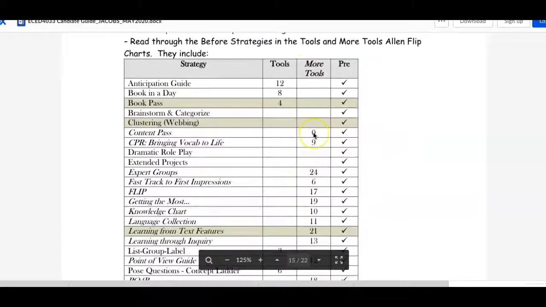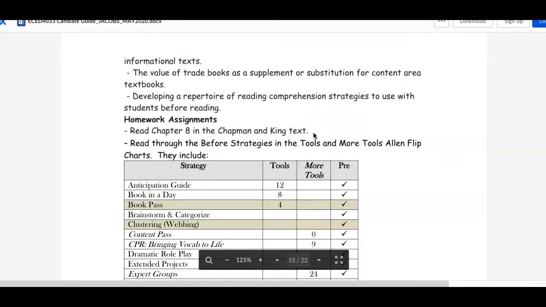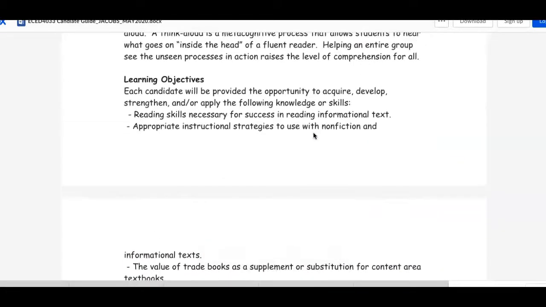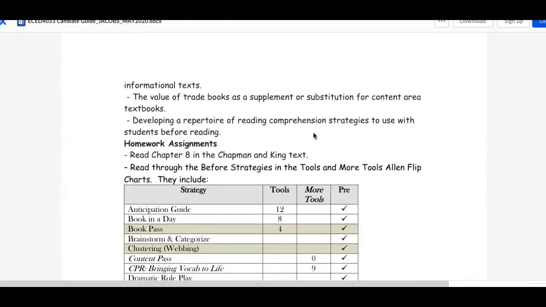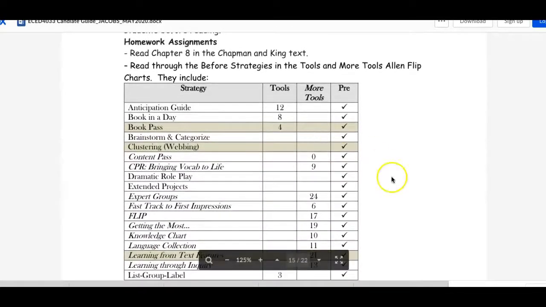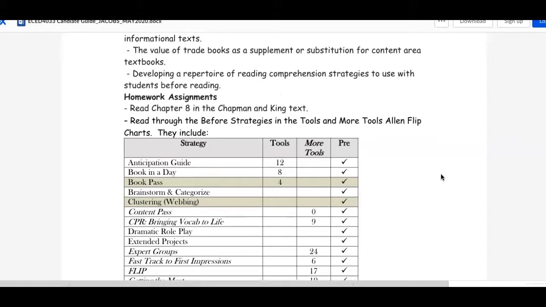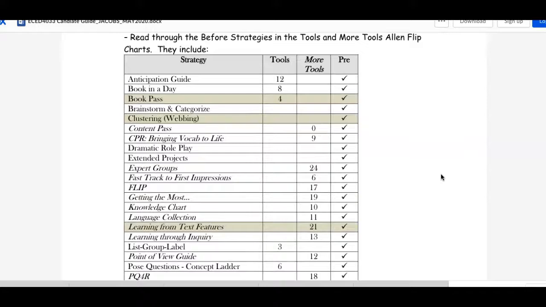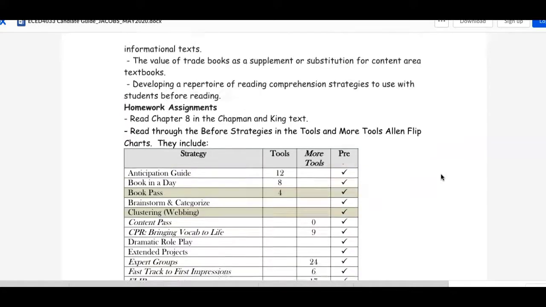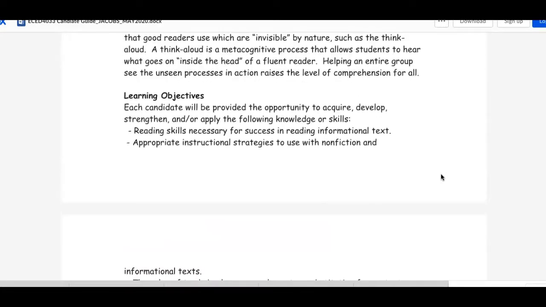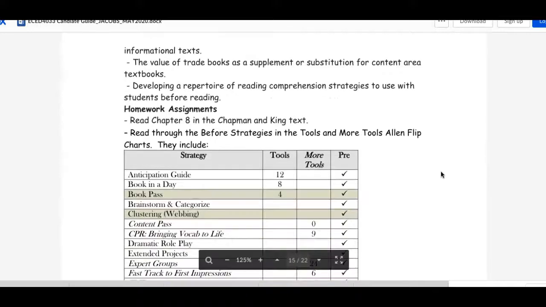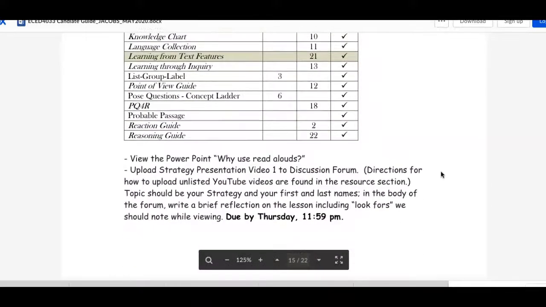I'm not going to go through these with you because, like I said, they'll be here when you need it. Now, this little chart in here has strategies from the tools and word tools chart. These are strategies that you will be able to use as you're doing your strategies presentation.